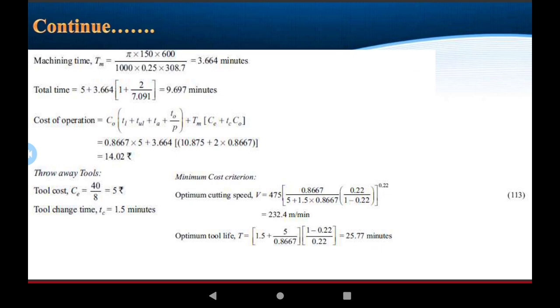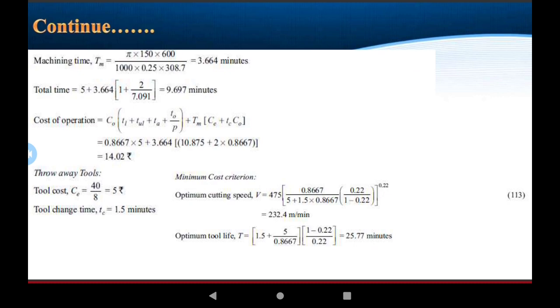C naught (idle time plus T naught) plus machining time plus C upon the overhead cost, plus C naught. C is the tool change time of one, and C naught is the overall cost. So find out the C naught value before.